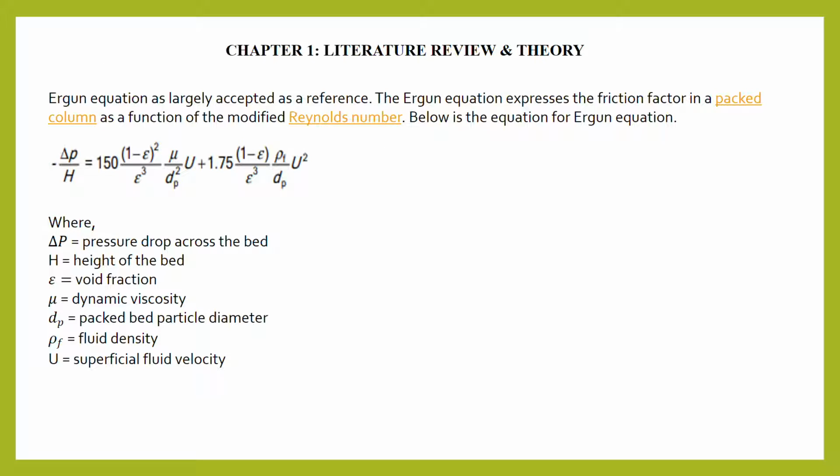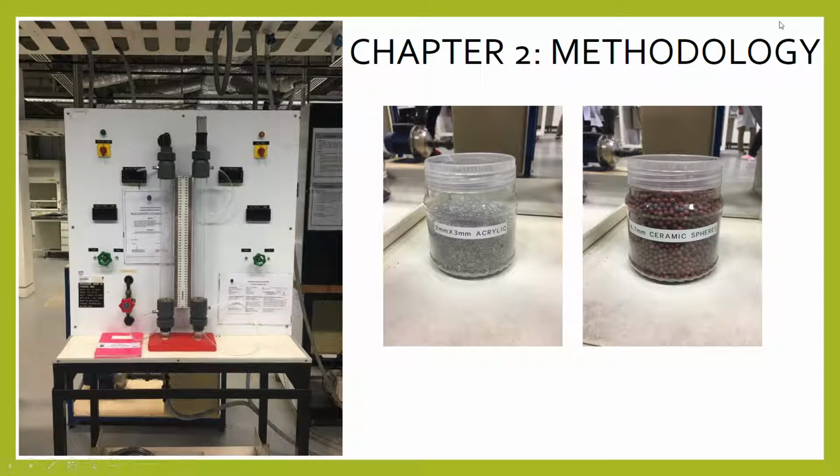For the theory part, we are going to use the Ergun equation as you can see on the screen. This Ergun equation basically expresses the friction factor as a function of the modified Reynolds number. For Chapter 2, methodology, this is the experiment setup. We only use the airflow system as the fluid flow is not working. This one is the acrylic pellet and the next one is the ceramic sphere pellet.